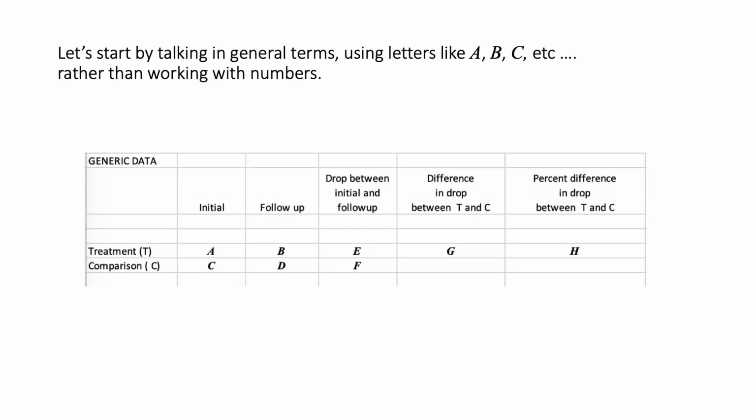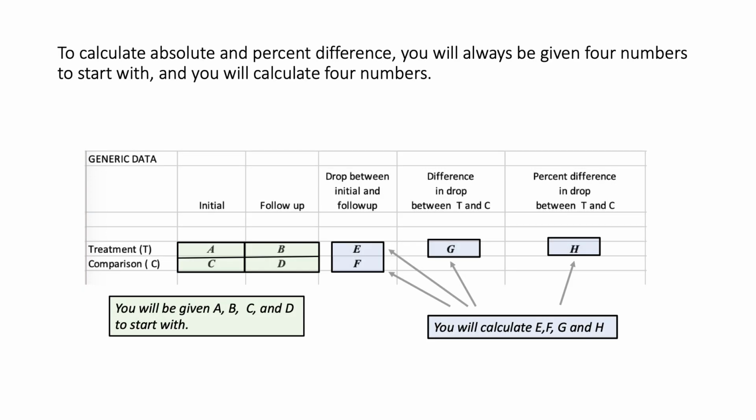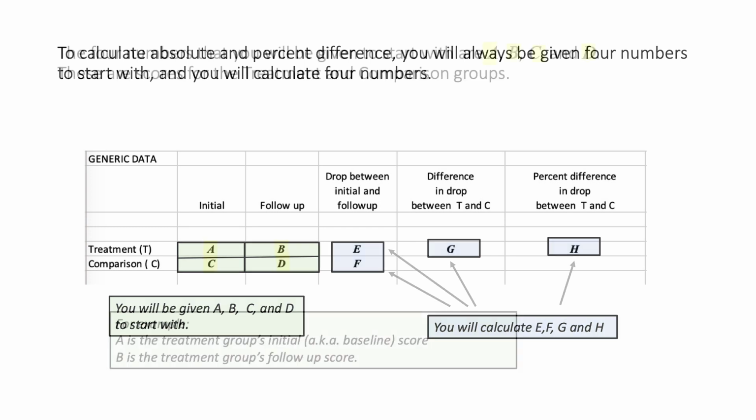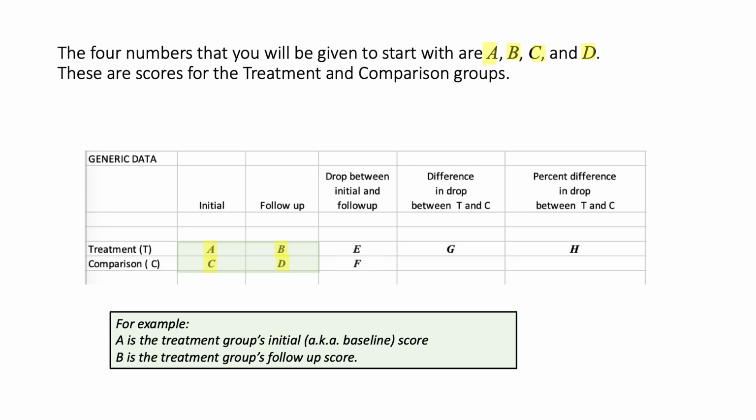Let's start by talking in general terms, using letters like A, B, C, and so forth, rather than working with numbers. To calculate absolute and percent difference, you will always be given 4 numbers to start with, and you will calculate 4 numbers. The ones that you are given are shown in green on the left, and the ones that you'll calculate are shown in blue on the right. So let's call those 4 numbers that you're going to start with A, B, C, and D, and these are scores for the treatment and comparison groups.